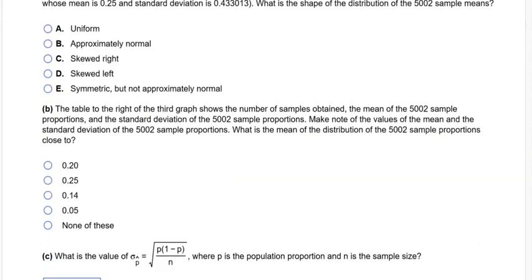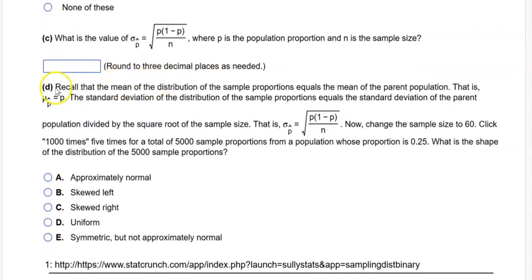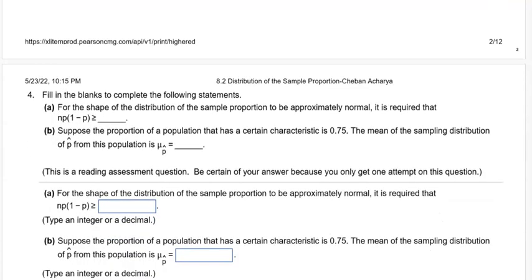Also, you need to answer part B. You have to read part B carefully, again, and follow the applet, and you should be fine. And to answer part D, read carefully, as it tells you to change the sample size to 60 and sample 1,000 times. Make sure that you read all the instructions carefully to answer these questions. So you should finish it yourself in MyLab's applet. I'm going to do question number 4.